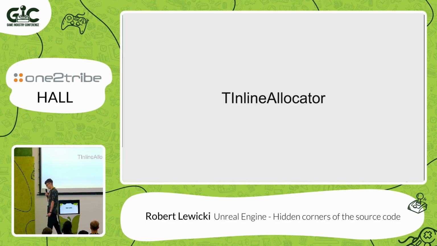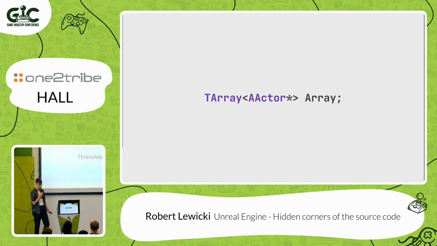Now, an inline allocator. This is an array of actor pointers, something you probably made like hundreds, if not 1,000 times. But how many of you know that it actually takes 2 template parameters, not 1? Okay, some of you. The second parameter is actually an allocator, which you can define.